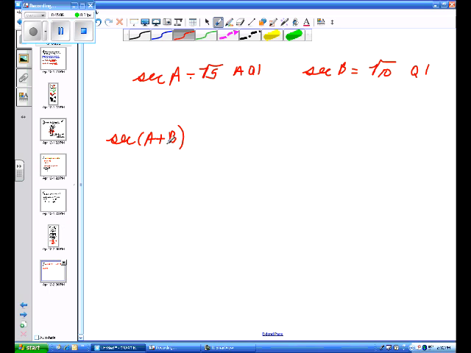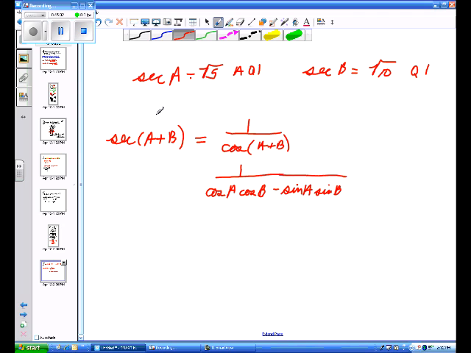Now, what we know is that the secant's the reciprocal of the cosine. So this is 1 over the cosine of A plus B. And we'll expand that. That's 1 over the cosine of the first, cosine of the second, minus sine of the first, sine of the second. And we will fill in. Now we need to draw our triangles.